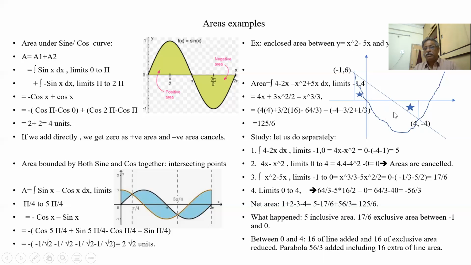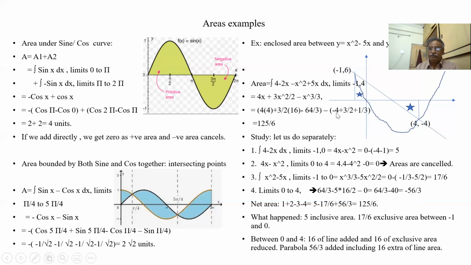Minus 56. This total area is minus 56 by 3, including star. But this star is already minus by this. So when I add this minus 56 by 3 and this net area, from the upper curve minus lower curve, I am getting 125 by 6. So instead of doing such a cumbersome process, we can simply do it directly.